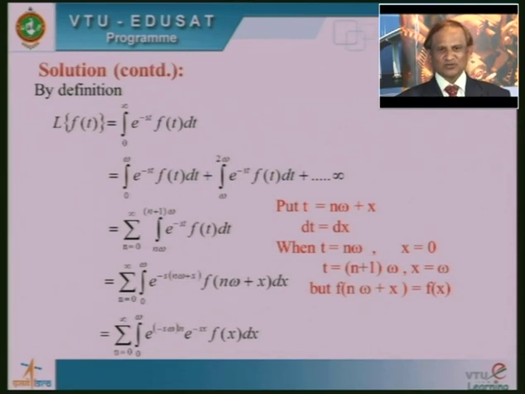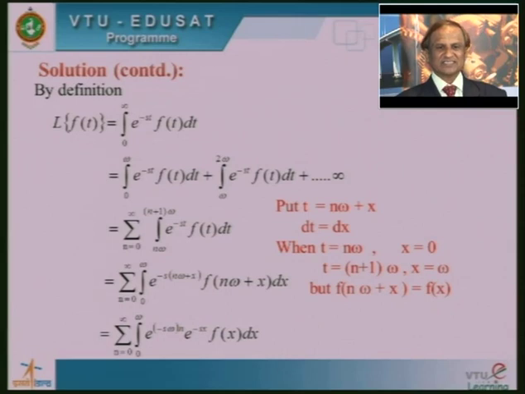Right? Here I am going to use the method of substitution. Suppose I put t equal to n omega plus x, and if I differentiate, what you are observing in red color letters, is it clear? If I differentiate t equal to n omega plus x, what you will get? dt is equal to dx. I hope the limits will change. Put t equal to n omega. What is the value of x? n omega minus n omega. It means you will get x equal to 0. Suppose you put t equal to (n plus 1) into omega. Is it clear? So what you will get? x is equal to omega.